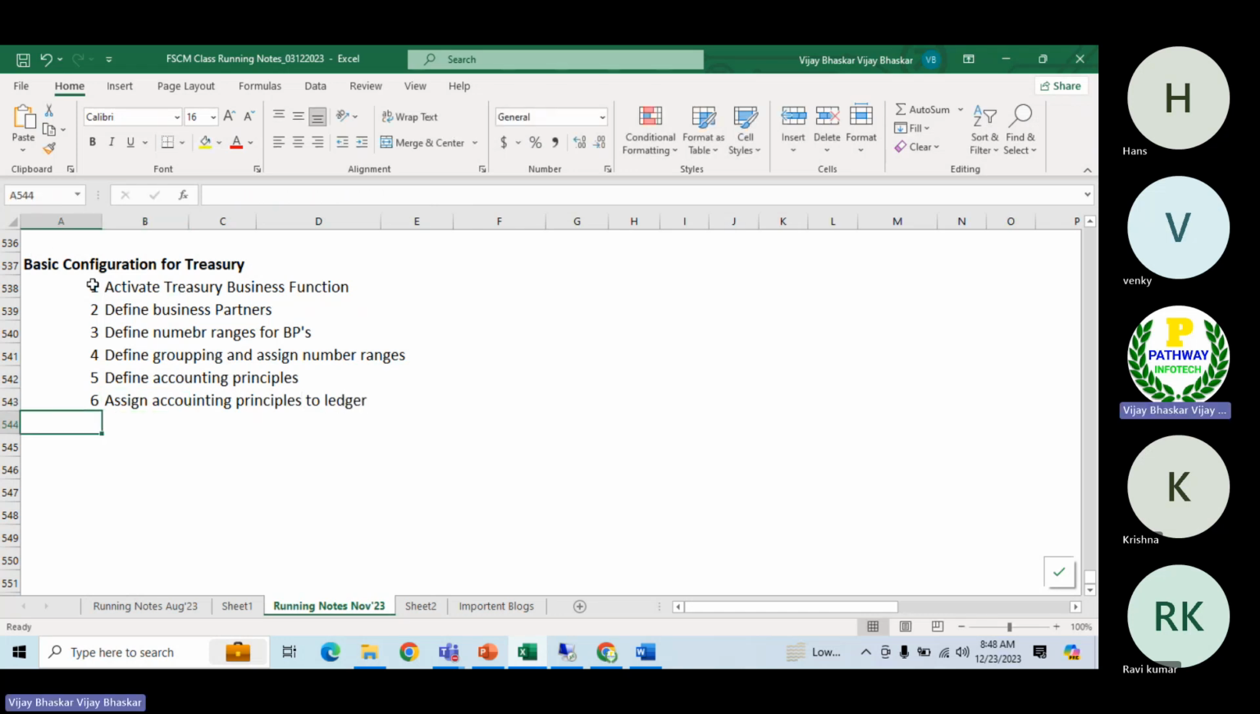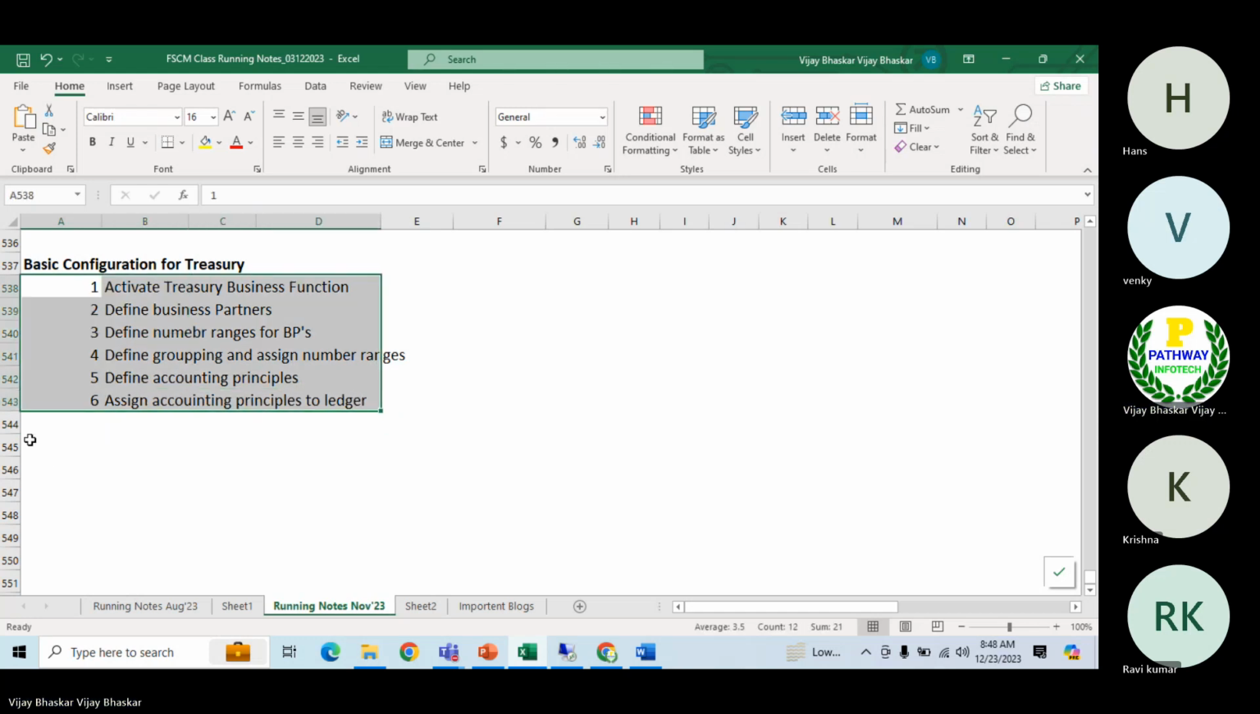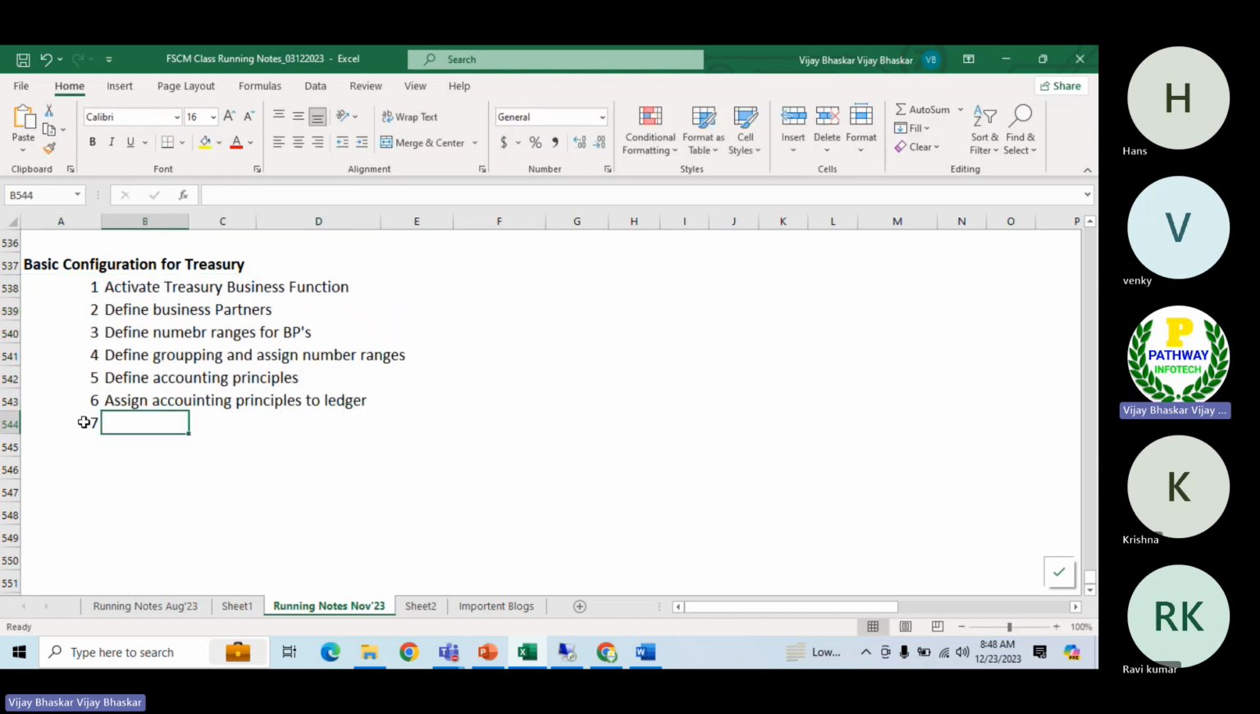From these steps that I am describing, there are a few setups which we already did during the FI configuration. But whoever is going to start from now, you need to cross check whether this setup is already done. If it is already done, you just ignore that one. If it is not there, then you can do the required setup. Now the sixth one, what we have seen: assign accounting principles to ledger.